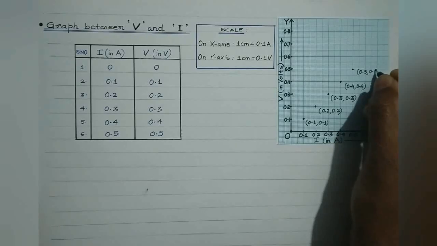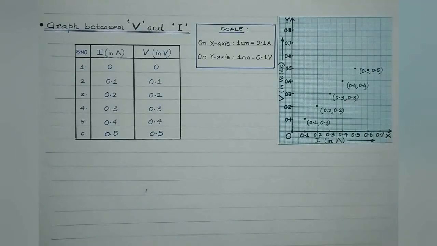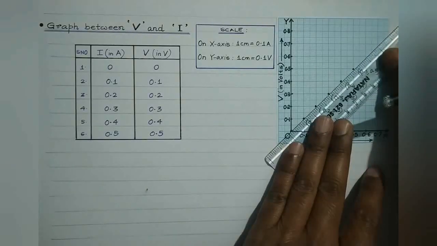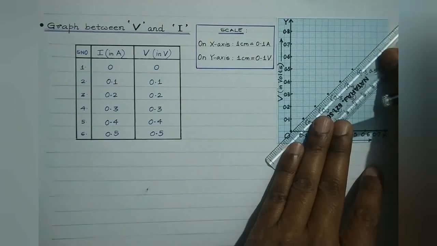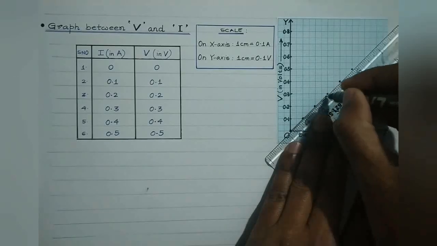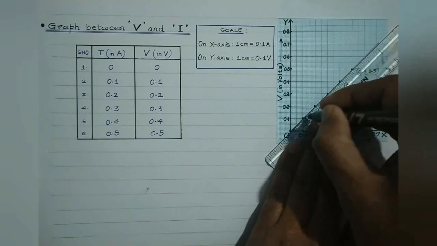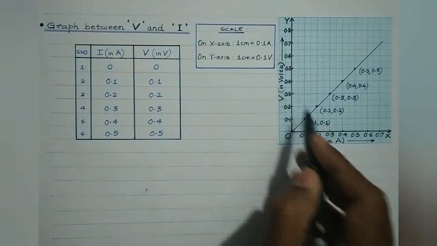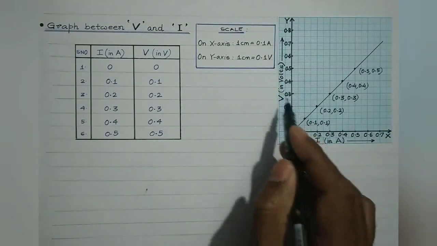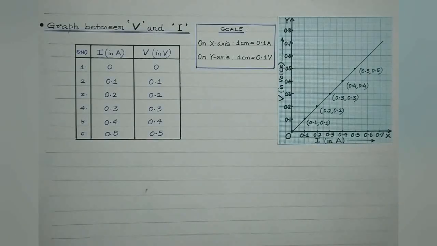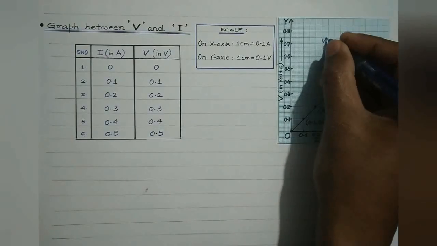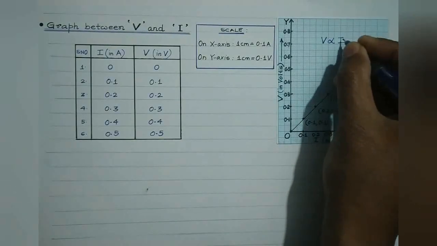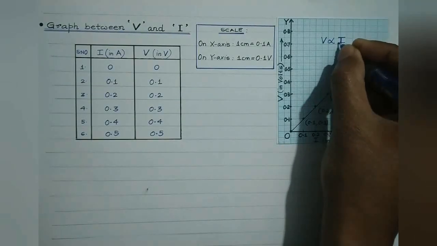0.5, 0.5. Now students, if you connect these points, it will be a straight line passing through the origin and equally inclined. So this graph clearly suggests that these two are linearly dependent. Voltage and current are linearly dependent, right? So V is proportional to current. This is what we have proved graphically.